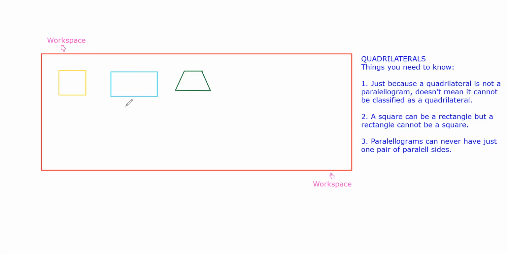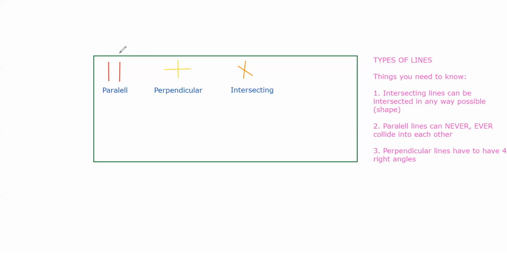Squares and rectangles are two types of parallelograms. And like I said, a parallelogram has to have two pairs of parallel sides, which never collide. So now that you know about quadrilaterals, let's go on to the types of lines.